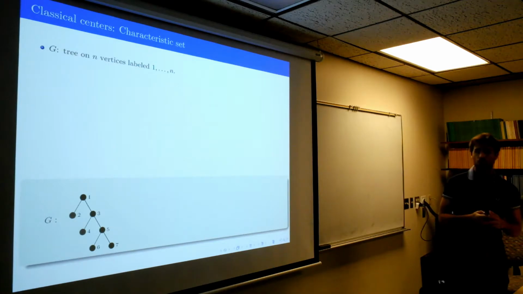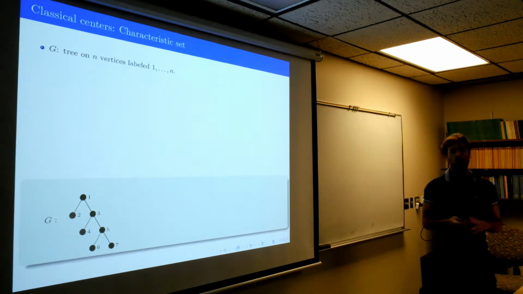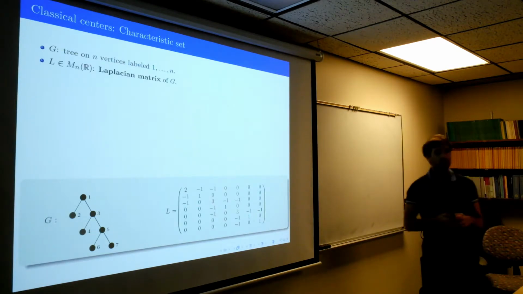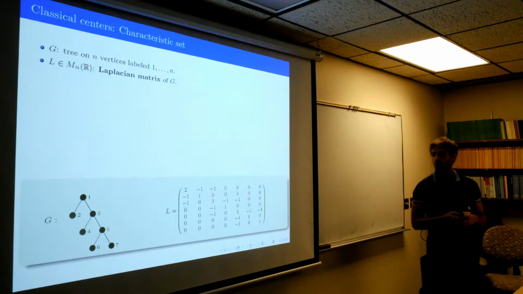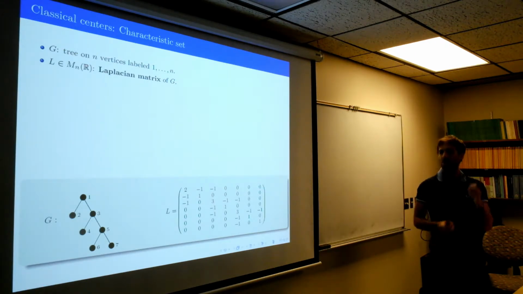There is another notion which can be considered classical, the characteristic set. Here we restrict to trees on n vertices, which we label from 1 to n. We can associate to this tree the Laplacian matrix. It's the n times n matrix having the degrees of the vertices on the diagonal, and then -1 in position ij whenever i and j are connected by an edge, 0 if they're not.